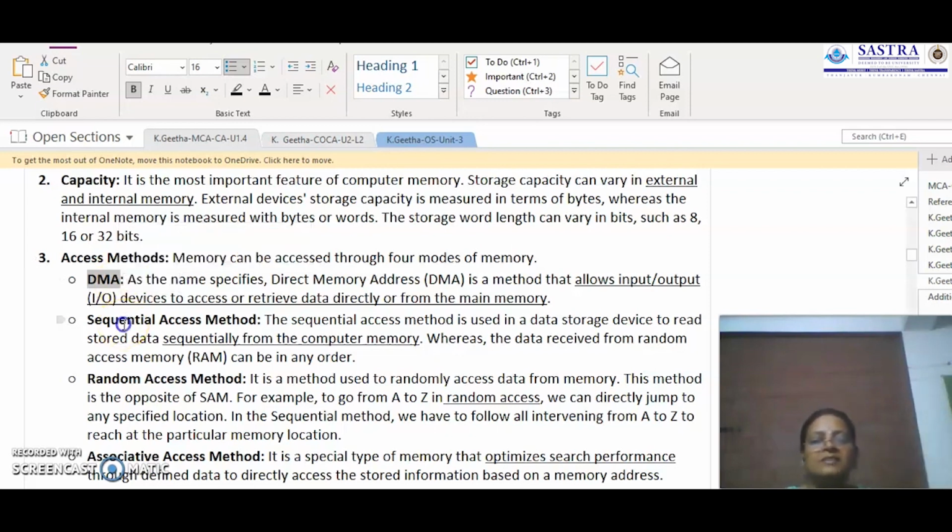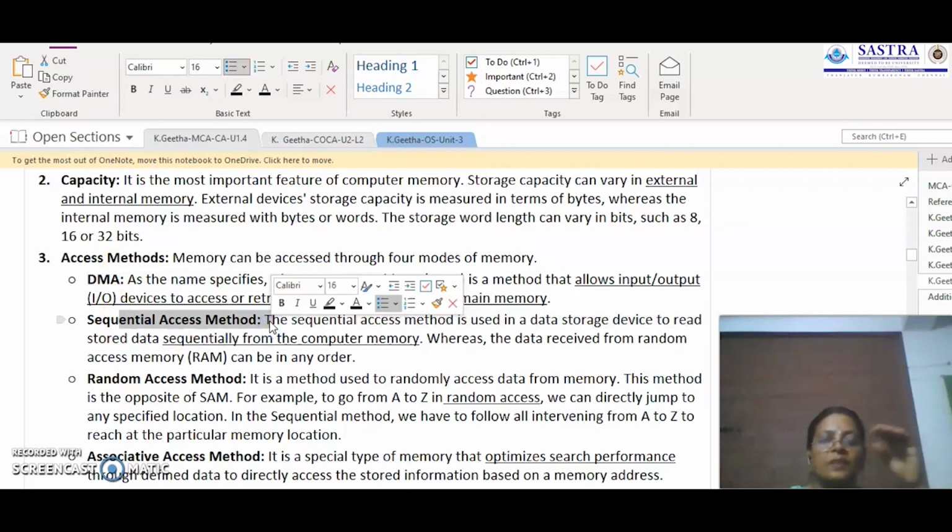The next access is sequential access. In sequential access, the data is stored serially in the computer memory, and it is read location by location. Starting from the initial address, it reads the next location, and like that it reads the information in the memory one by one.